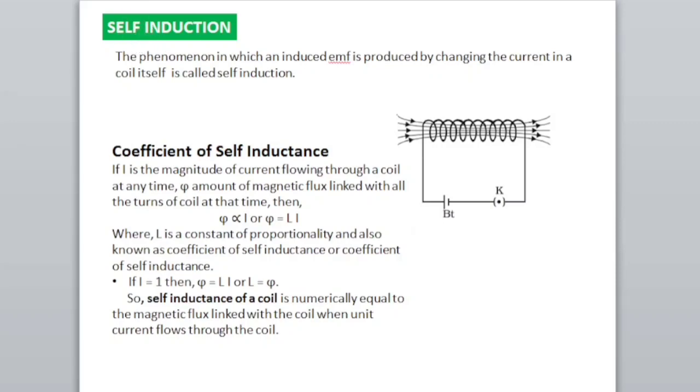Now after this, two topics are left: self-induction and mutual induction. What do you mean by self-induction? The phenomenon in which an induced EMF is produced by changing the current in a coil itself. Suppose this is a current carrying coil. If the current is changing in this coil, then what happens? Around the current carrying coil, magnetic field lines are there. Due to the change in current, the magnetic flux is changing, and due to the change in magnetic flux, EMF is induced in this circuit, and if the circuit is closed, current is produced in the circuit.